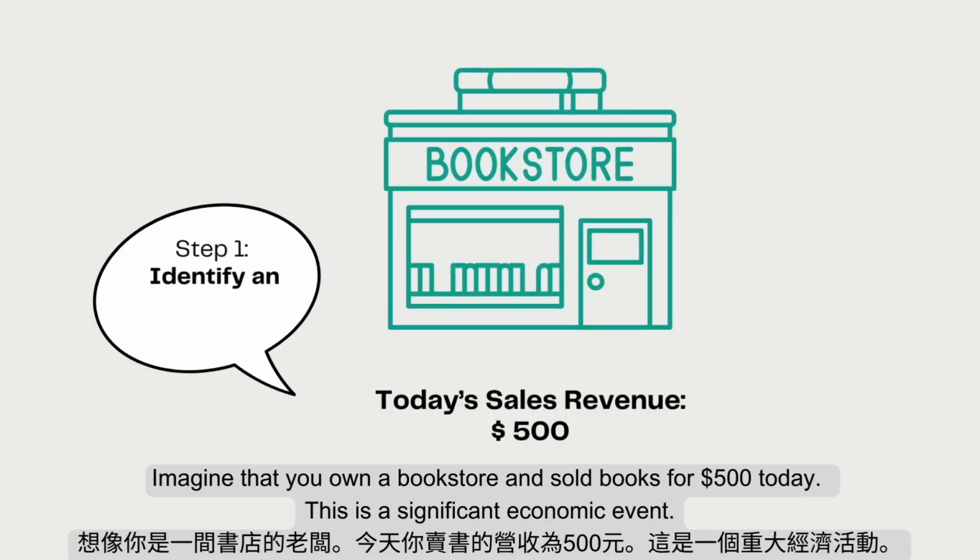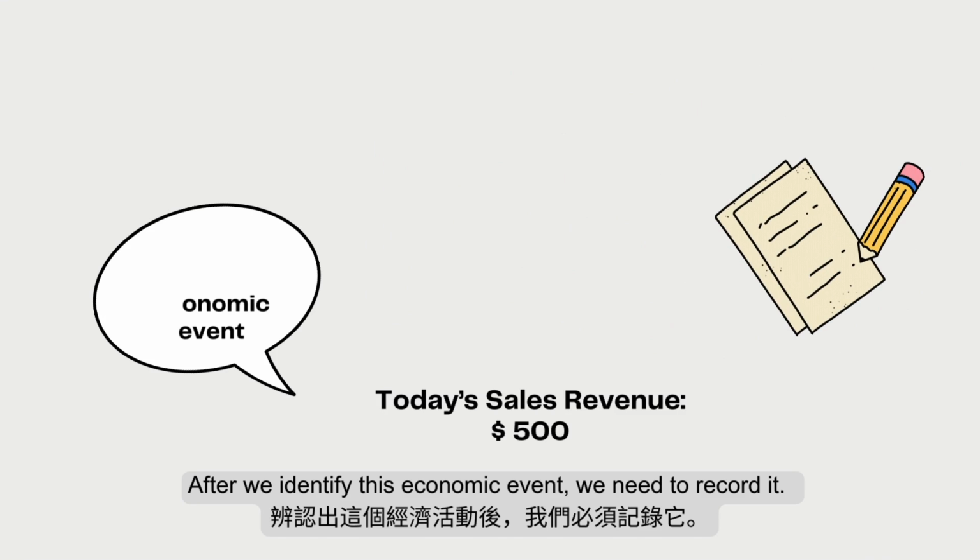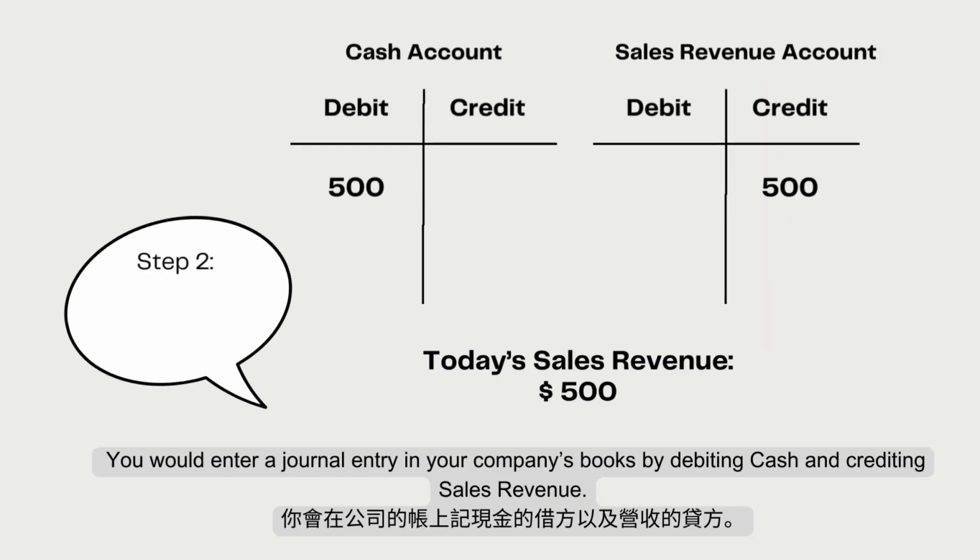Imagine that you own a bookstore and sold books for $500 today. This is a significant economic event. After we identify this economic event, we need to record it. You would enter a journal entry in your company's books by debiting cash and crediting sales revenue.